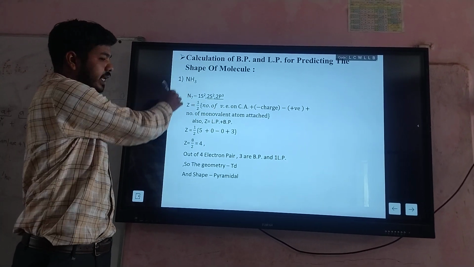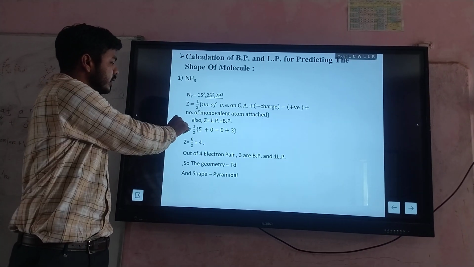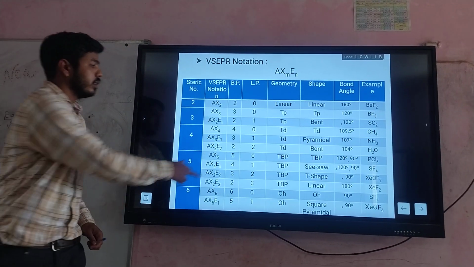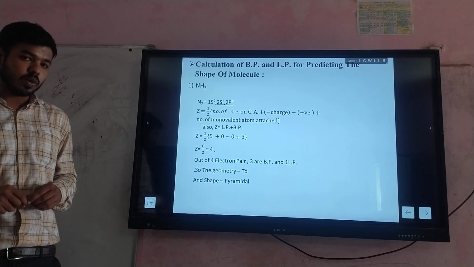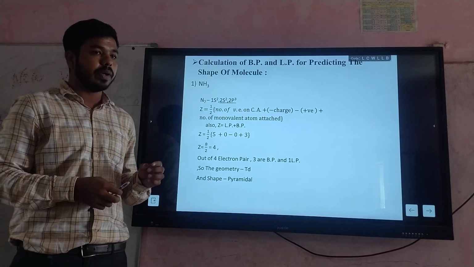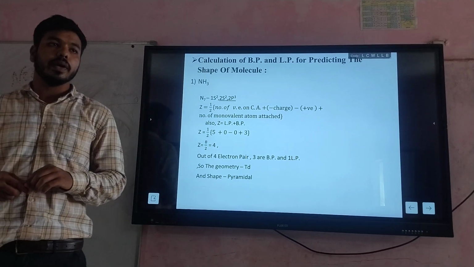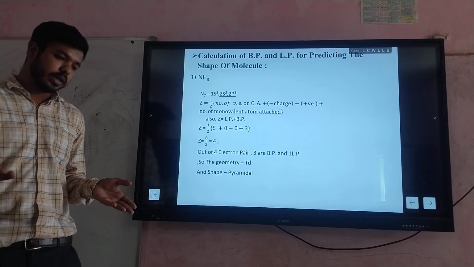Monovalent atoms attached in the NH3 molecule are 3. So by using this formula we can calculate the value of Z, and the value of Z comes to 4. Out of 4 electron pairs, 3 electron pairs are bonded pairs and 1 electron pair is a lone pair.